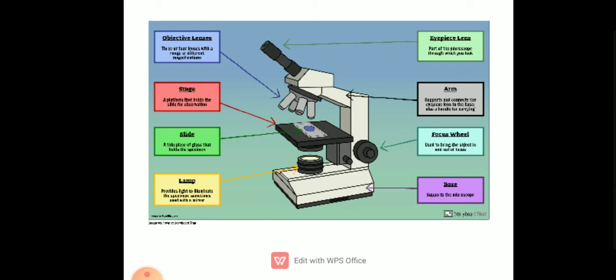Fine, you can see that there are 4 or 5 objective lenses. It is up to you how much magnification you want of the object, and then you will use that one lens.